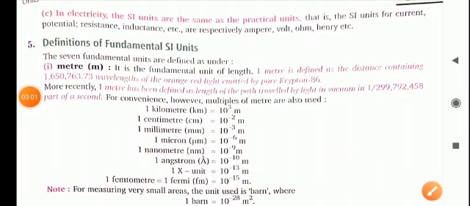Good morning once again. This is part 3 of units: the definition of fundamental SI units. The 7 fundamental units are defined as follows. Number 1 point: meter.